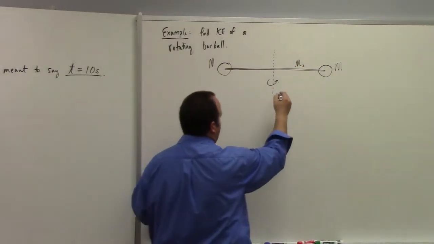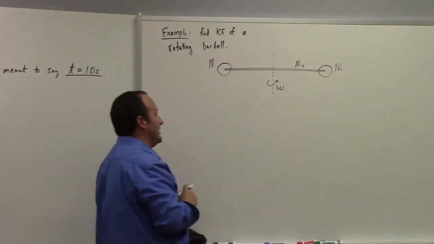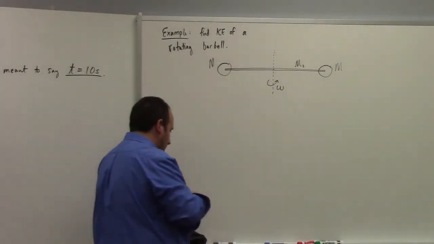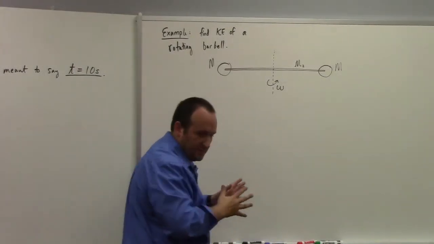And so we're spinning it with angular velocity omega. The question is, how much kinetic energy does such a thing have? In order to answer this question, I have to determine the moment of inertia for the system. The moment of inertia comes from three things in this problem.